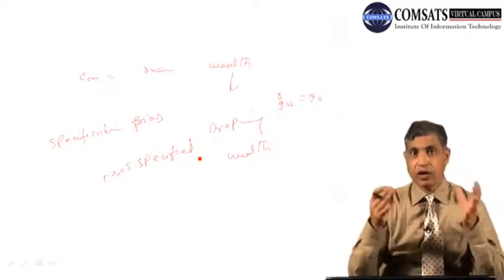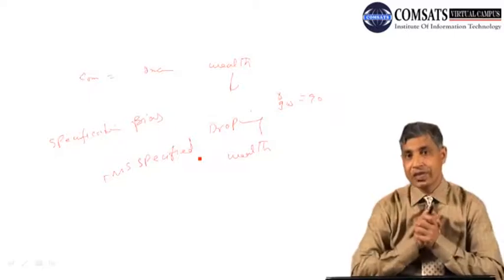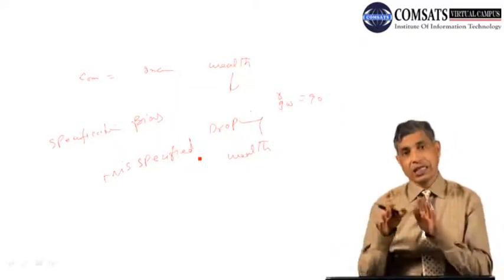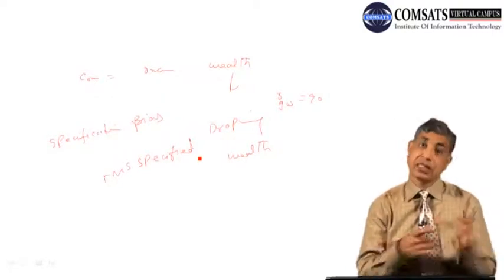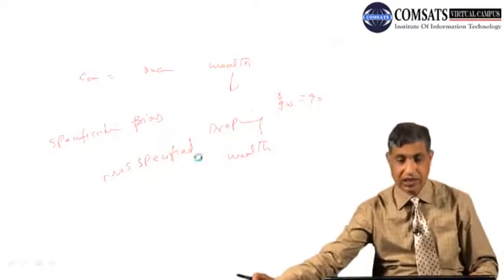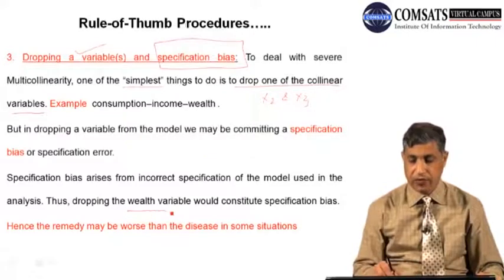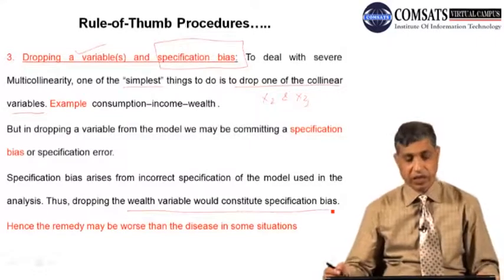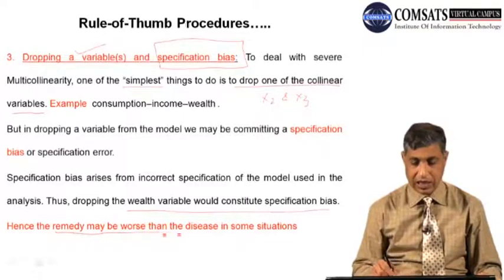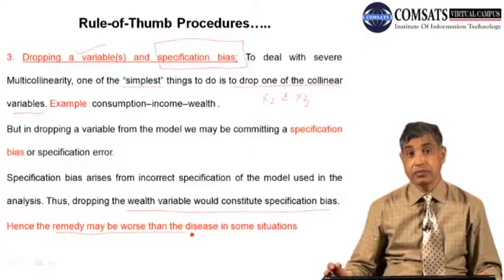So there is a trade-off. Particularly it happens in people who are more than 70 years of age. You will see that when the doctor is applying one medicine, he is able to control one of the diseases, but on the other side, the other disease may emerge. So dropping the wealth variable would constitute the specification bias. Hence, this is a very interesting sentence: the remedy may be worse than the disease.